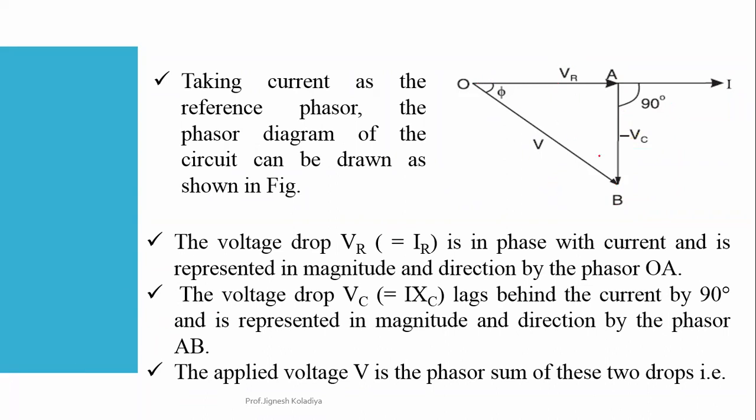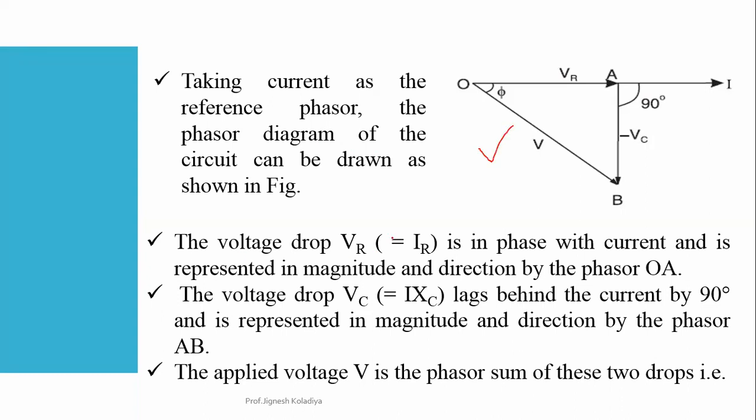The resultant is voltage V, and this is my angle phi, right? That's why I told you in the last session also, if you understood the RL series circuit completely, you will get the whole idea about the RC series circuit very, very easily. Taking current as a reference phasor, the phasor diagram for the given circuit we can draw like this.